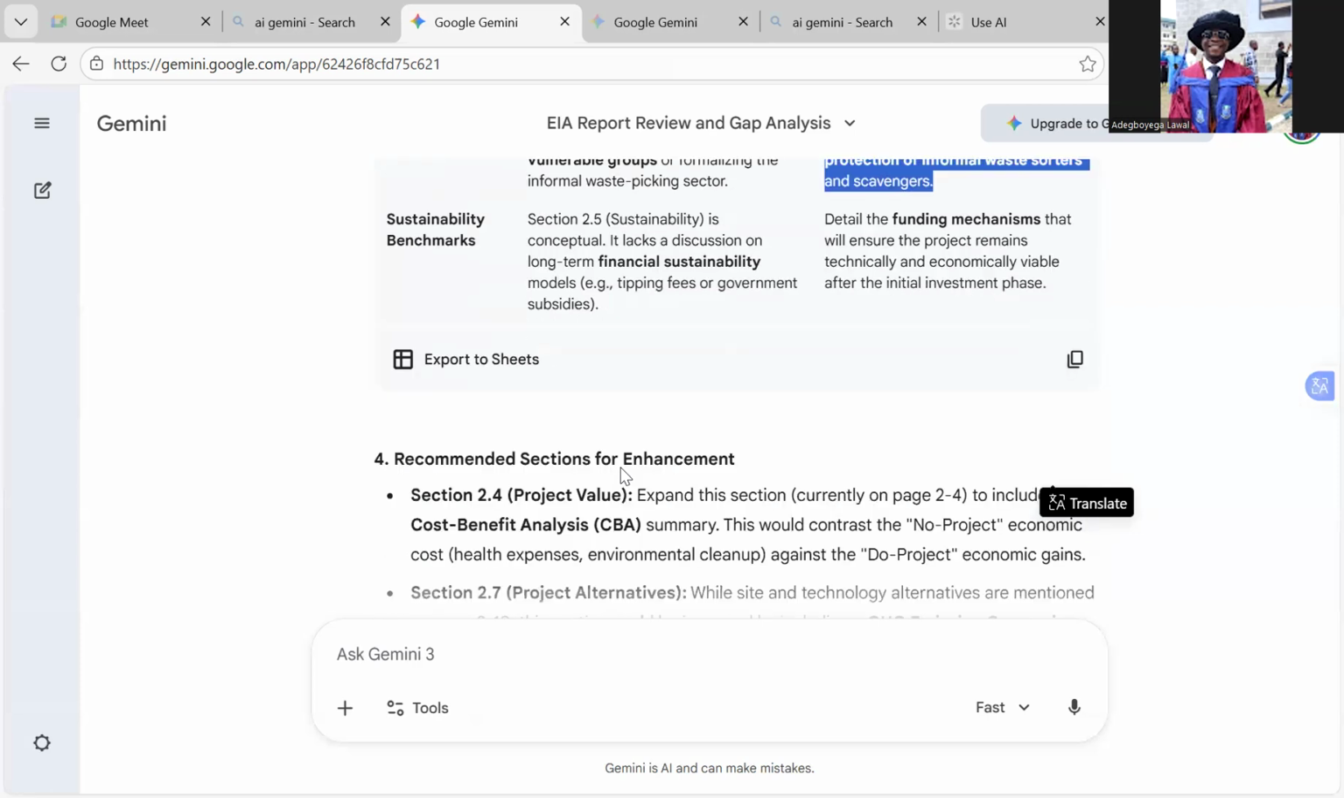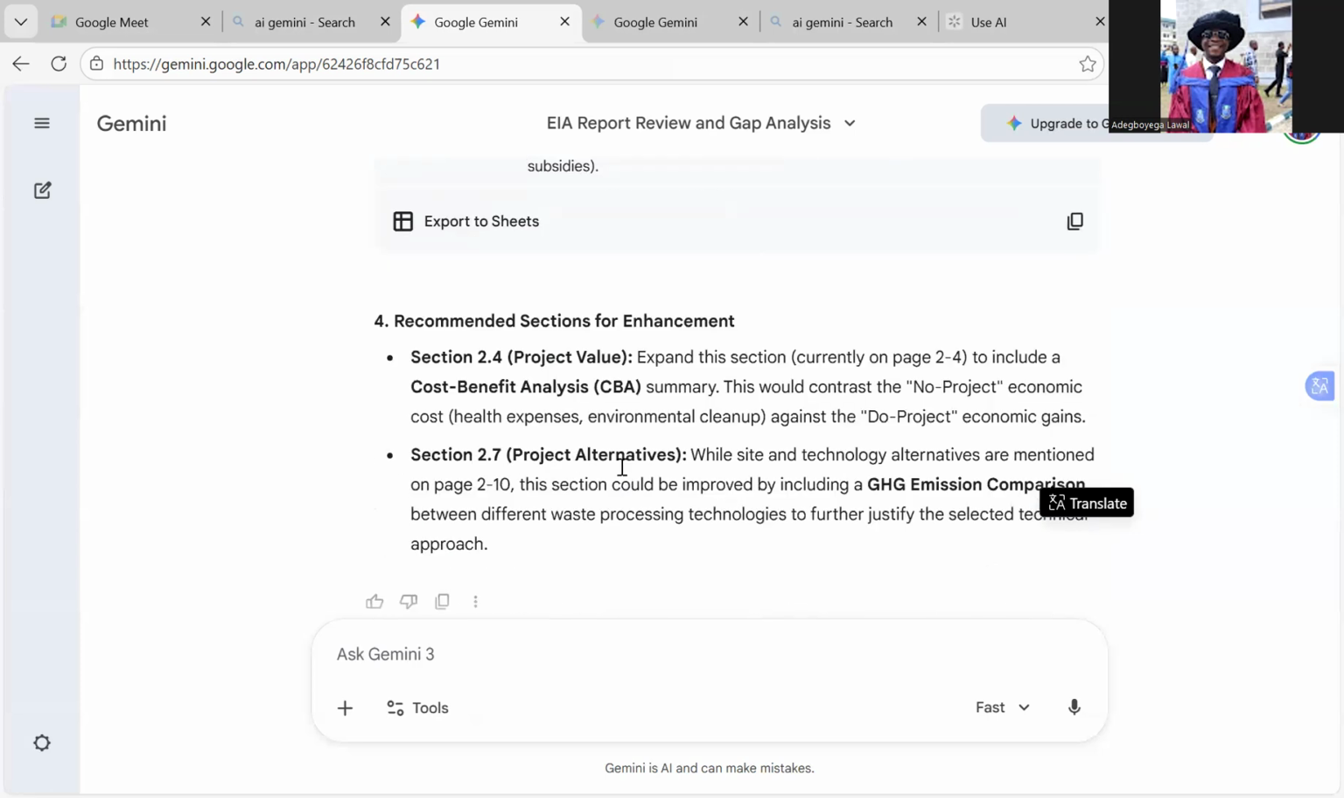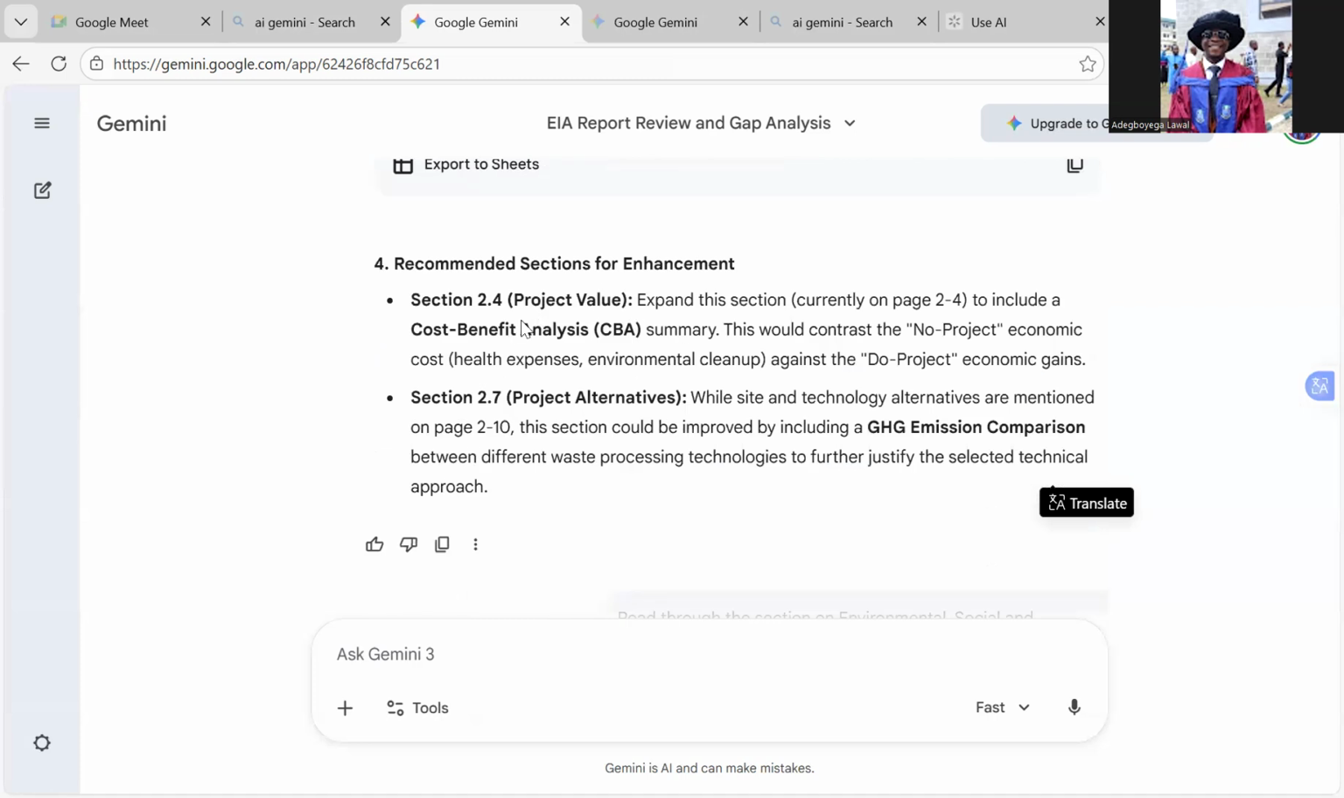And so these are recommendations. The project value says to expand it to include cost-benefit analysis. This will contrast with the no project option. So this is a high-level comment, but I do try to make it easy for whoever is addressing the comment, giving them comments that are actionable, things that they can address, especially trying to put myself in their shoes.